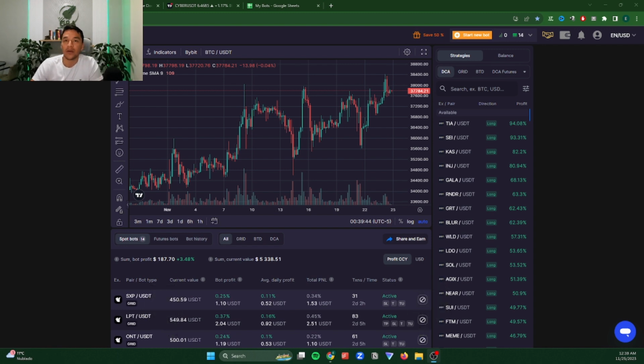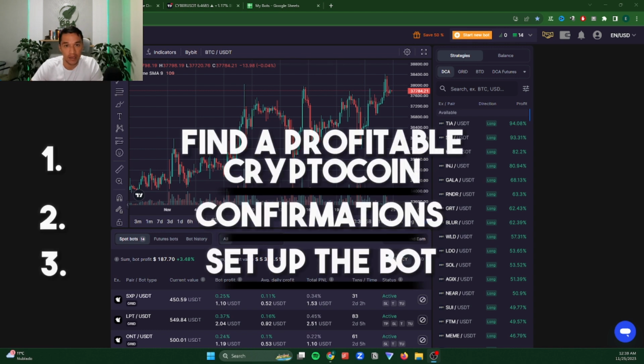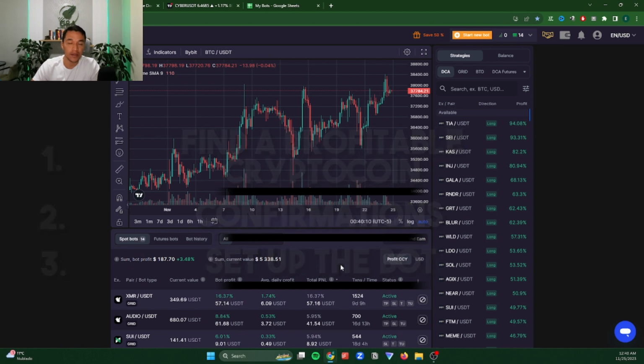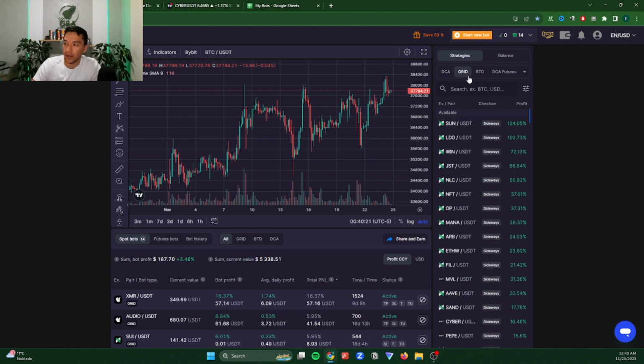That being said, let me go ahead and share with you step by step how you can deploy this grid bot. So we're going to follow the 3 steps that I mentioned at the beginning, which will be finding the coin, getting the confirmations, and setting up the bot with the best settings, right? Alright, so let's start with the first step, finding profitable crypto coins. Now, the way that you can achieve this is by Bitsgap itself. If you come here to Bitsgap and click on grid, it will give you a selection of coins that are proven to work on the grid strategy.